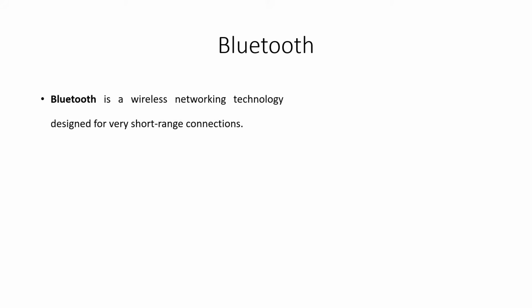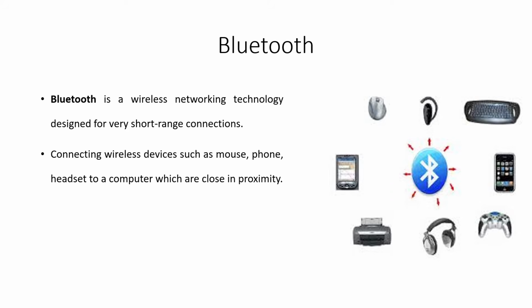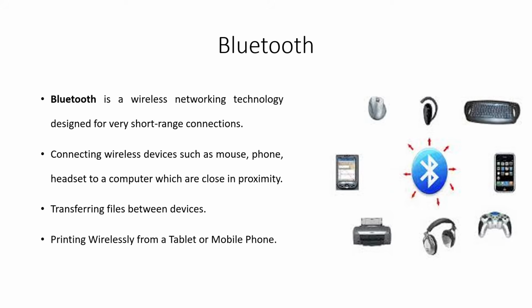Bluetooth. Bluetooth is a wireless networking technology designed for very short range connections. Connecting wireless devices such as a mouse, phone, or headset to a computer which are close in proximity, and transferring files between devices. It can be used for so many things, and it also can be used for printing wirelessly from a tablet or your mobile phone.